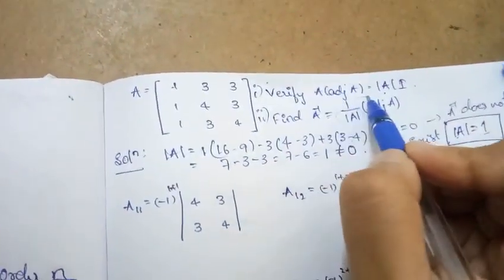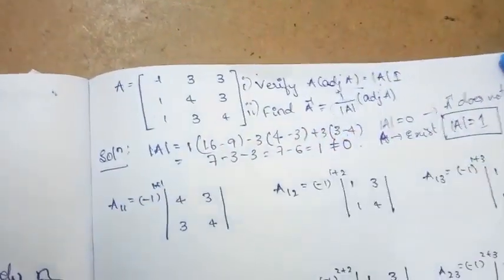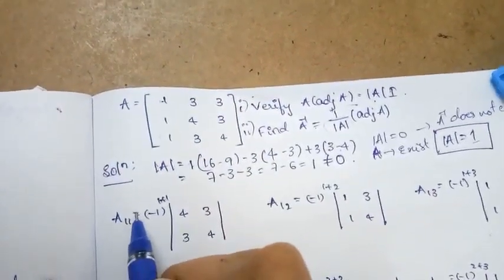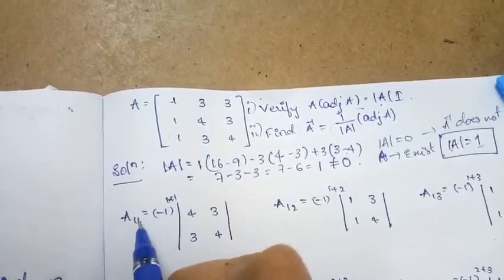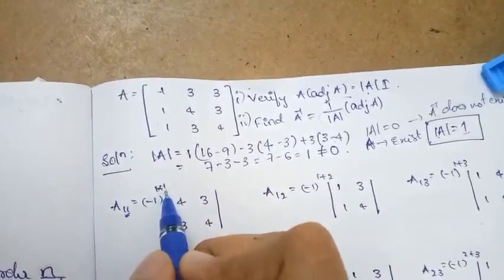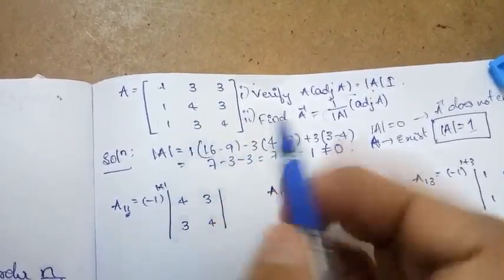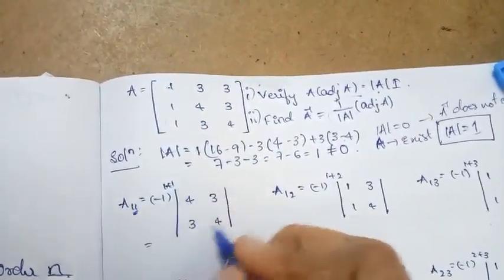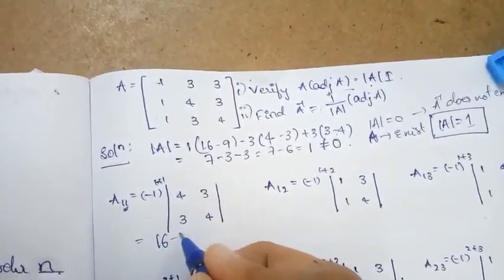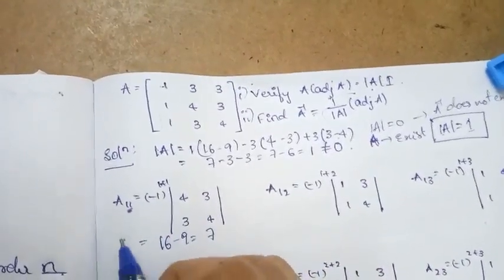Now you need to find the adjoint of A. To find the adjoint of A, you must know the cofactors of each and every element. Let us find the cofactor of the first element, that is A11. A11 is equal to minus 1 to the power 1 plus 1, the subscript of the position of the element. Deleting the row and column containing the first element, what remains is 4, 3, 3, 4. Minus 1 to the power 1 plus 1 is 1. So it is 16 minus 9, which is equal to 7. So 7 is the A11.